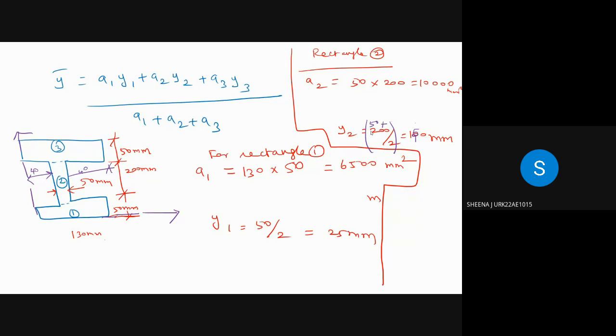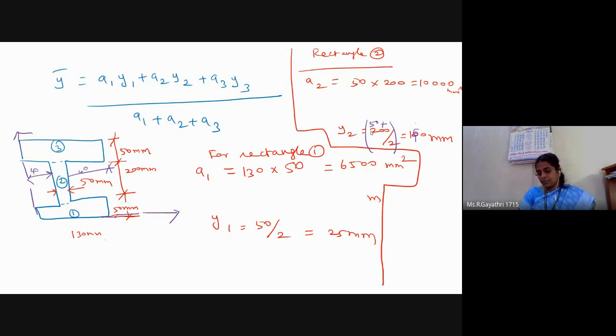Okay, next A3, Y3. A3 value. Any volunteer for A3 value? Third rectangle. Okay, shall I take next slide?